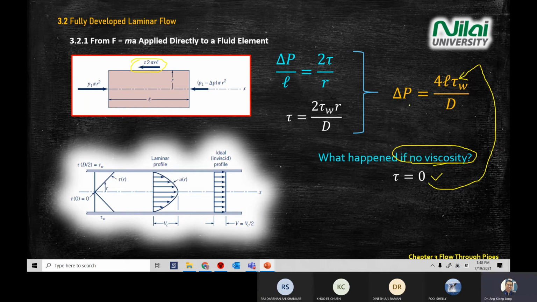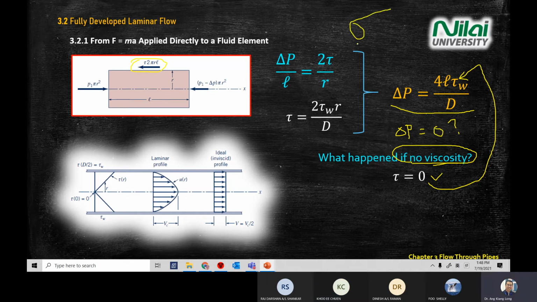What happened to delta P if there's no viscosity? What happened to this equation? If no viscosity, what happened to your delta P? Equal what? Same, 0. So what does it mean by delta P 0?